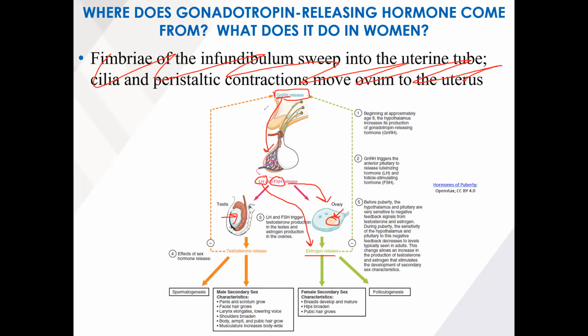So GnRH comes from the hypothalamus, and that's because the hypothalamus tells the pituitary what to do. Then the pituitary produces LH and FSH. LH is for hormones, FSH is for gametes.